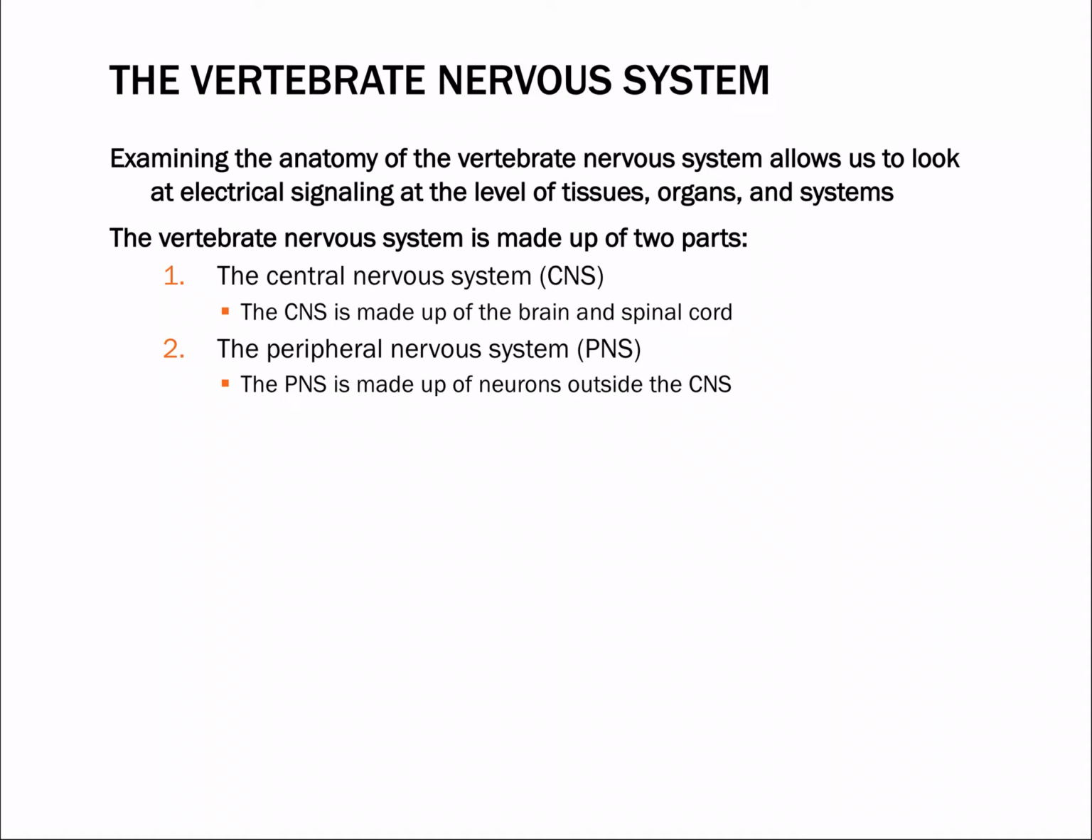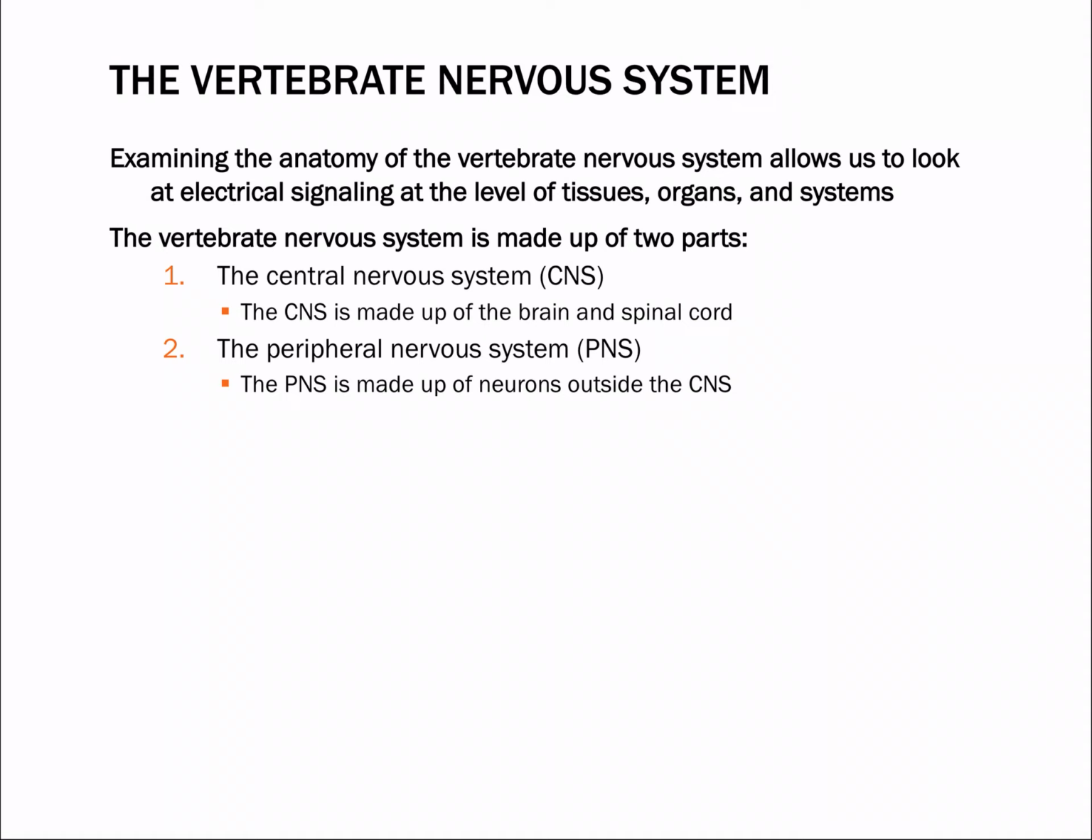So we can break up the nervous system into two major parts. The central nervous system, which includes the brain and the spinal cord, and those are your integrating centers. That's where, ultimately, a response is elicited. When messages are sent to the central nervous system, they're integrated and made sense of, and then another signal is sent out to elicit a response.